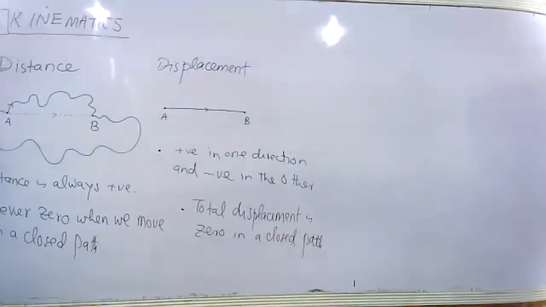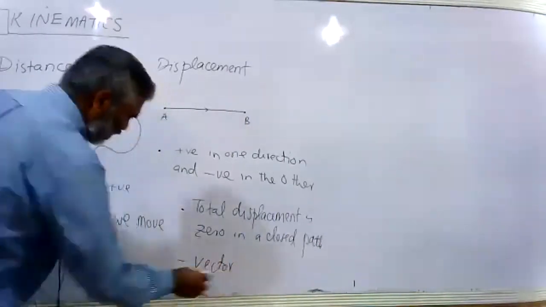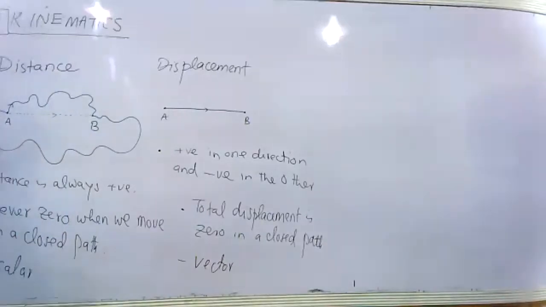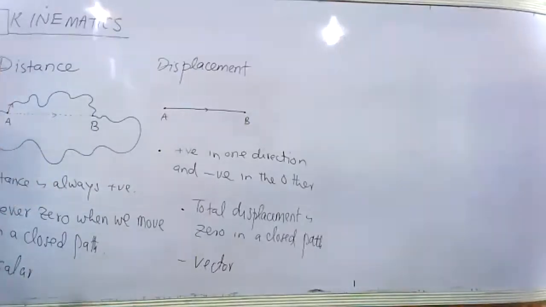Obviously this is understood: distance is a scalar quantity and displacement is a vector. Displacement is always taken as a vector and the distance is always taken as a scalar quantity. So kinematics starts with this topic. We have a similar comparison of speed and velocity as well.